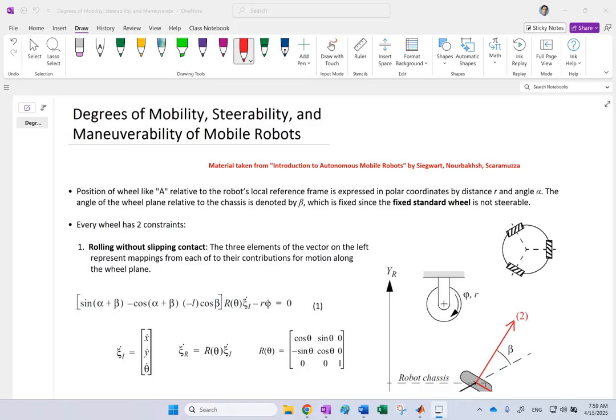Hello everyone. In this video, we are going to talk about degrees of mobility, steerability, and maneuverability of mobile robots.